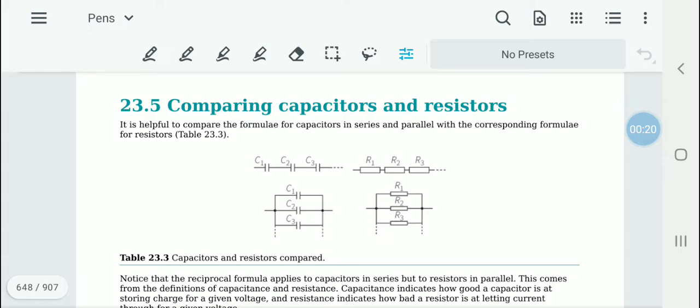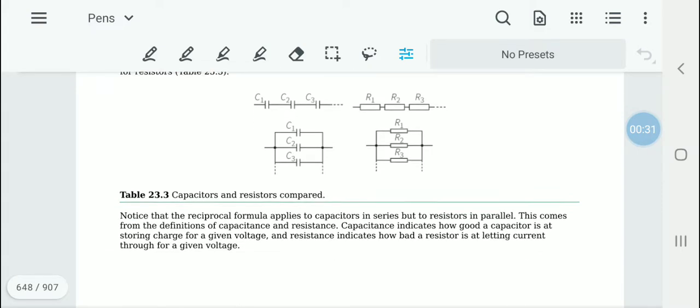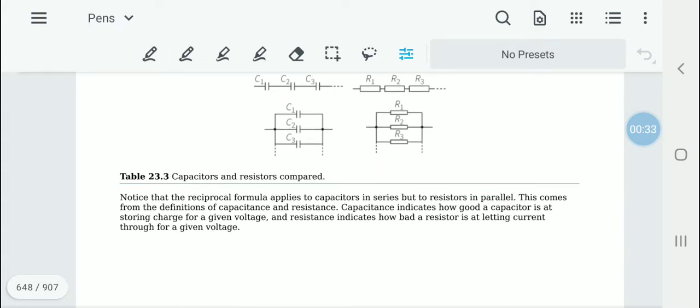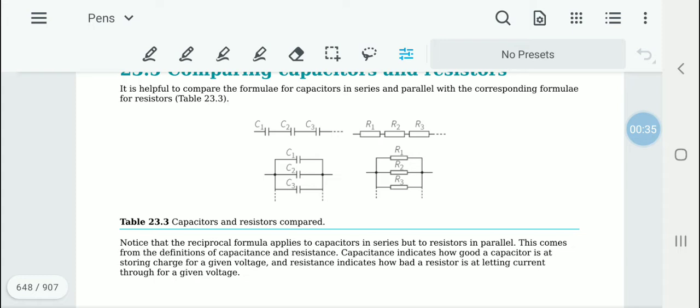Now, capacitors and resistors can be connected in series as well as in parallel as shown here. Then in capacitors in series, we get the reciprocal sum, but in resistors in parallel, the reciprocal sum would be applied.